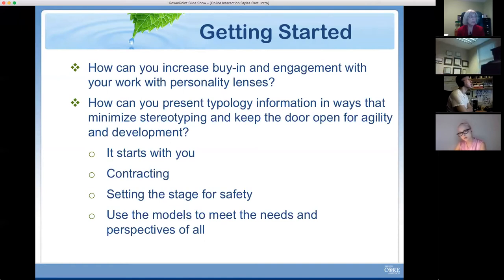And so if you want to use typology, you need to be constantly aware of what it takes to make this kind of information safe. And then you want to use the models in your work to meet the needs and the perspectives of everybody. So you want to apply it yourself to how you design, how you talk to other people, how you relate to your clients. And as you can tell, as I'm talking about your clients, the assumption is that these are things that you want to use in your practice.